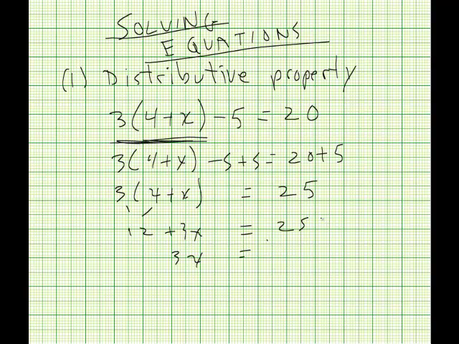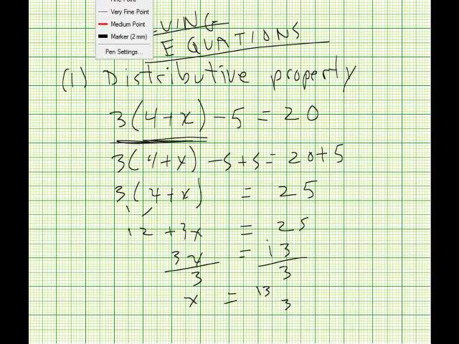And 25 minus 12 is the same thing as 25 minus 10 minus 2. 25 minus 10 is 15. Subtract another 2 from that is 13. And to finally solve the equation, I apply the division property of equality. And we have x equals 13 over 3. Oops, excuse me. Not 13 over 13, but 13 over 3. 13 over 3. Okay?